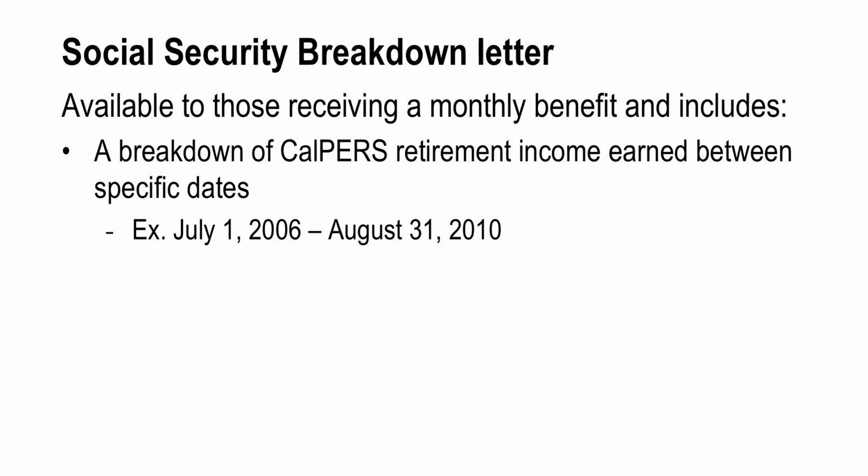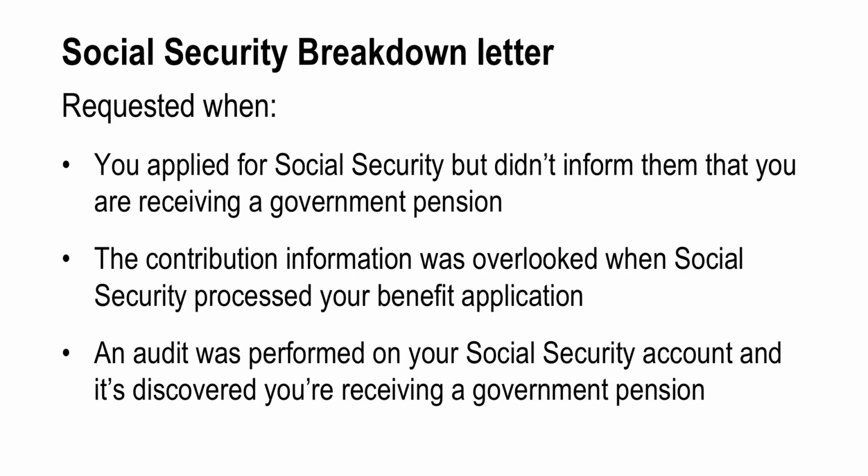The Social Security breakdown letter is available to those receiving a monthly benefit and includes a breakdown of your income from us earned between specific dates, for example, July 1, 2006 through August 31, 2010. Social Security may request this type of letter for a few reasons.